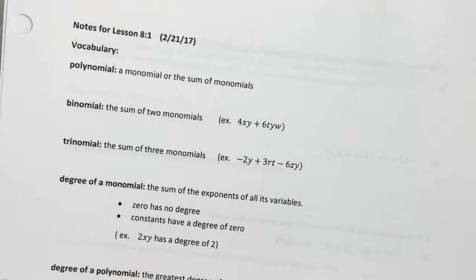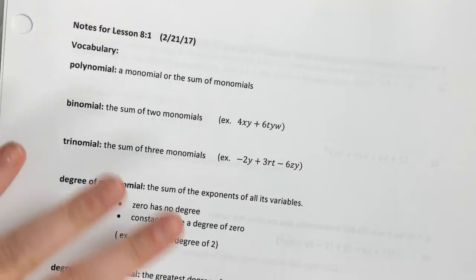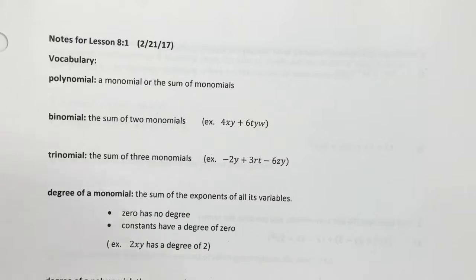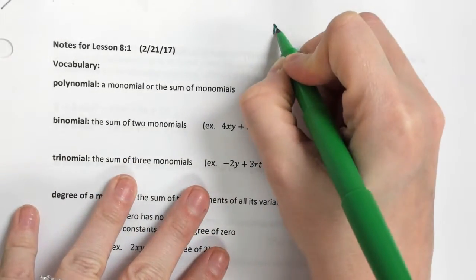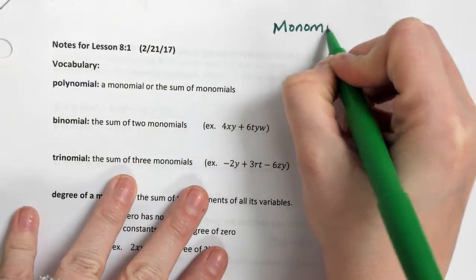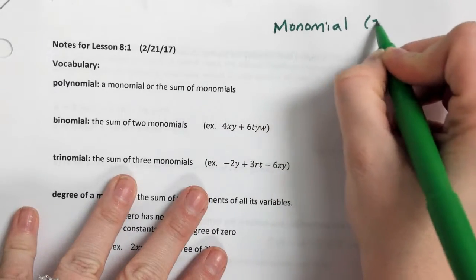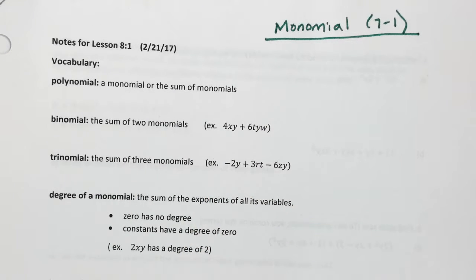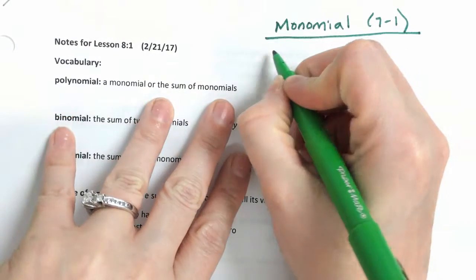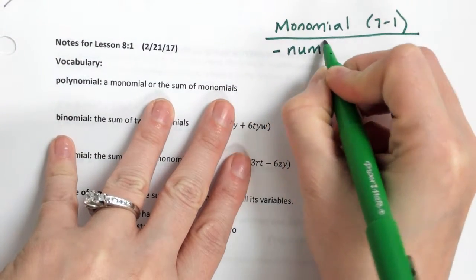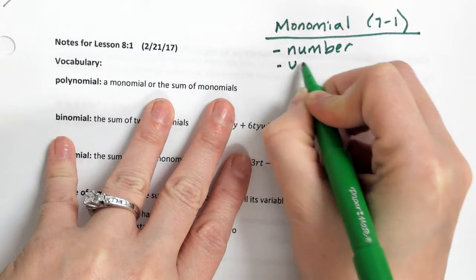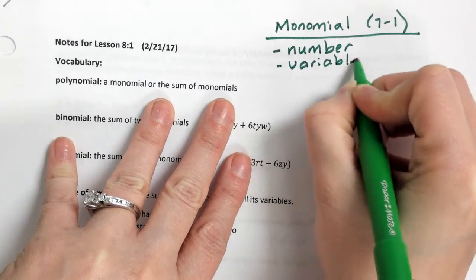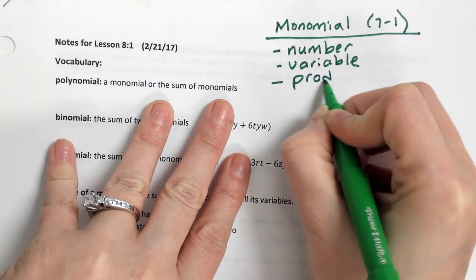Does anybody remember what a monomial is? It was in 7-1, the last section we did. Yeah, I remember Miss Nichols talking about it. Jackson, is that the one? Where it's like a variable, but it's like a number. Yes, you're right. It's by itself, or it can be in the denominator. Okay, it's a number, a variable, or it's a product of numbers and variables.